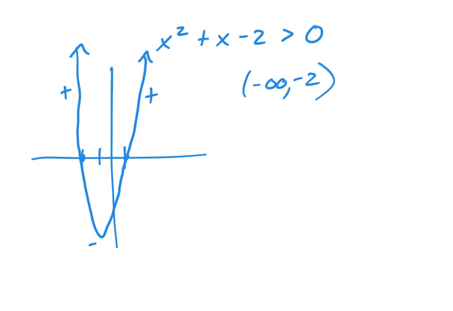This time, though, we want a parenthesis because we're not including it. It's not equal to. This one's just greater than. And then we put the little U symbol in here. And then it goes back to positive again as this graph goes around, right? It comes here, and right here is where it crosses the x-axis, so everything to the right of 1 is where it now is positive again. So we'd say 1 to infinity. And that would be our answer.